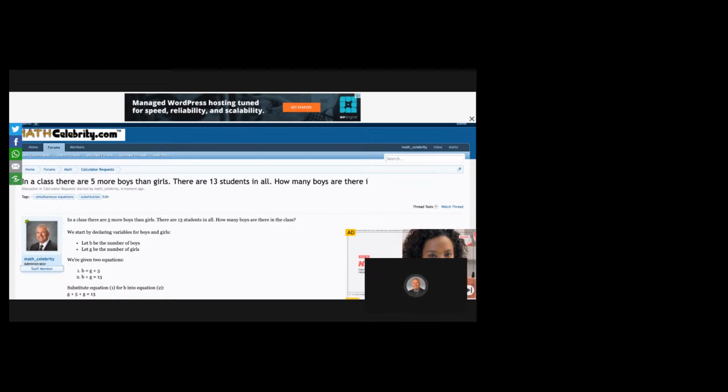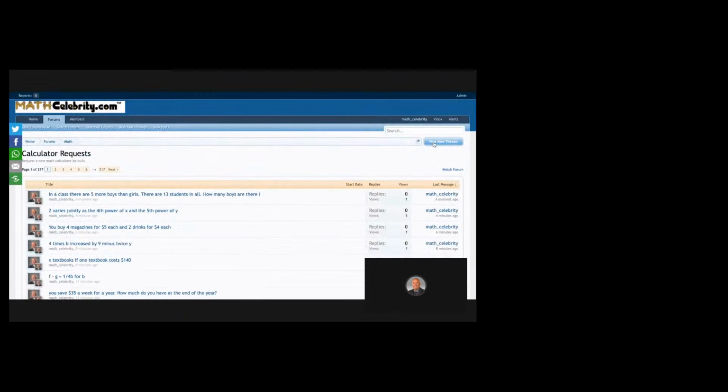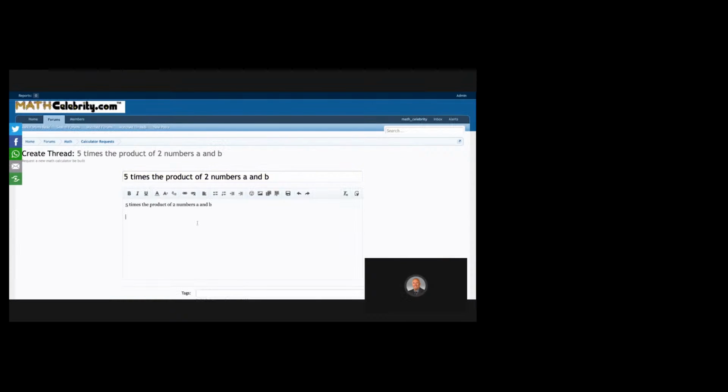All right, so here's another algebraic expression. 5 times the product of two numbers A and B. The product of two numbers A and B means we multiply the variables together, AB. And 5 times the product means we multiply AB by 5. 5AB. That's it.